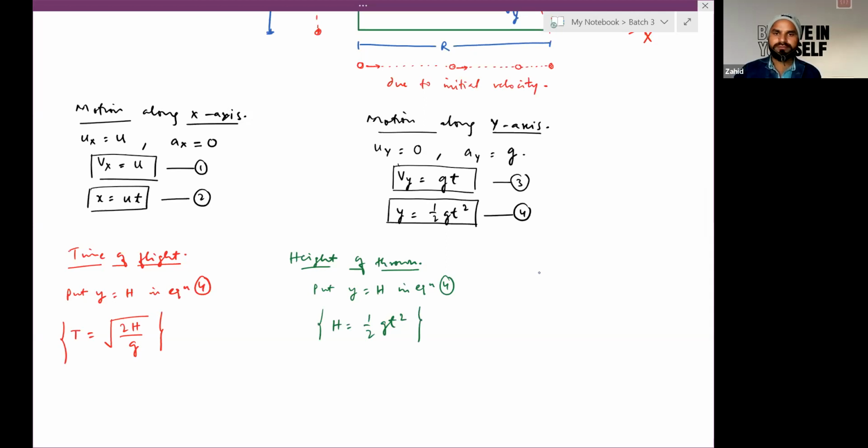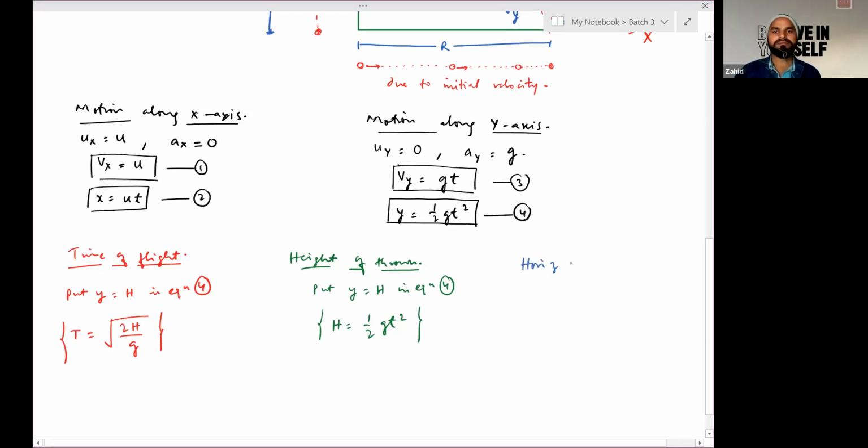Next is horizontal range. Total horizontal distance traveled by the body from the point of projection till it hits the ground is termed as horizontal range. So put the value of x to be R and t as time of flight in equation 2. So you will get R equals u times t, which equals u times root of 2h by g. Nabila, is it clear? Yes, sir.